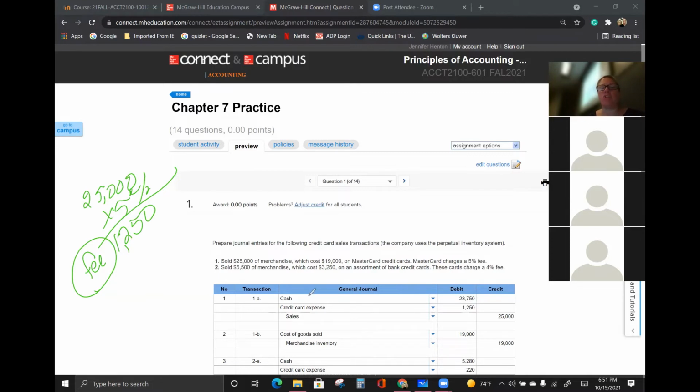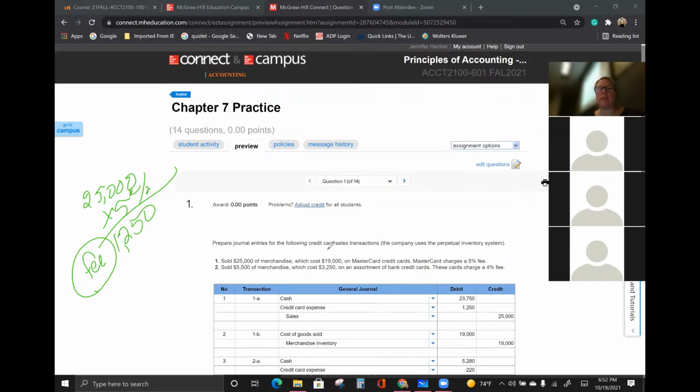So the entry is going to be the 25,000 less the 12.50. That's my cash I'm receiving. Okay, so I'm debiting cash, 23,750. And I'm setting up my fee. Remember, it's credit card fees or bank service fees. We're using credit card expense, $12.50. And I'm crediting my sales, my revenue account of 25,000. So that's my sale side of it.